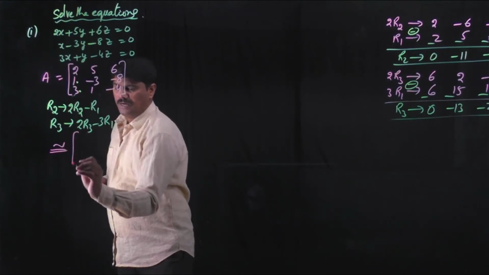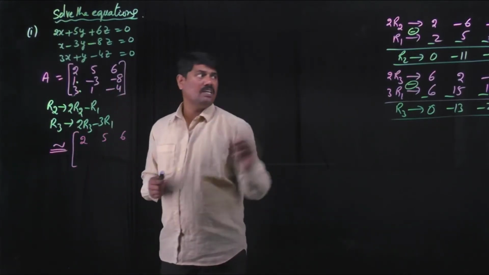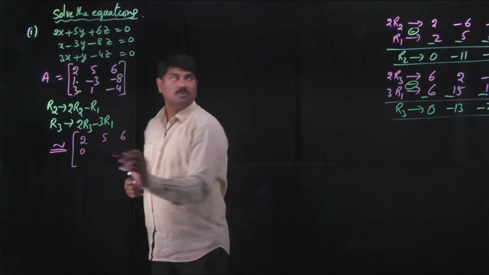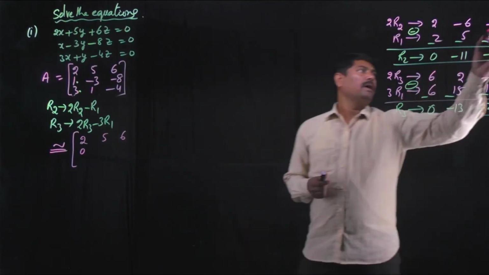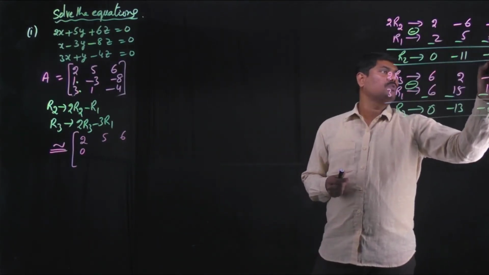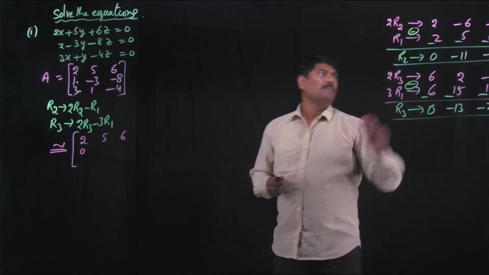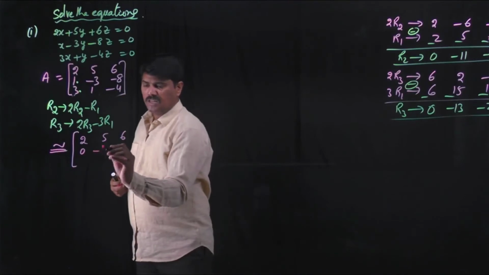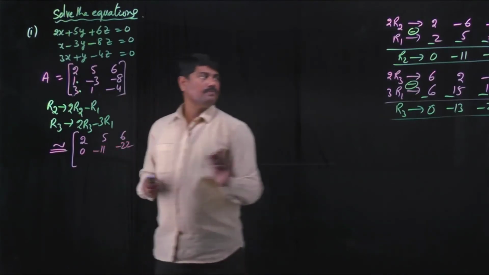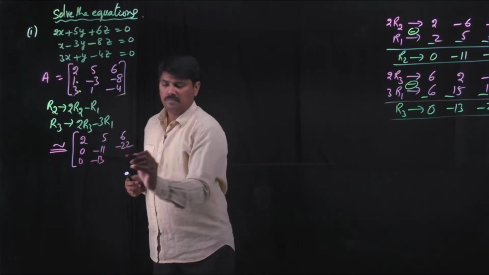The coefficient matrix changed as 2, 5, 6, first row remains the same, second row as 0, minus 16, minus 6, let me correct this one, minus 16 minus 6, which is minus 22. So the second row is 0, minus 11, minus 22, and the third row is 0, minus 13, minus 26.